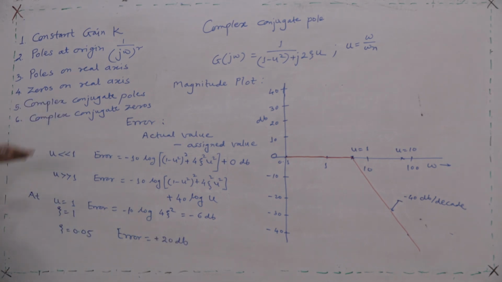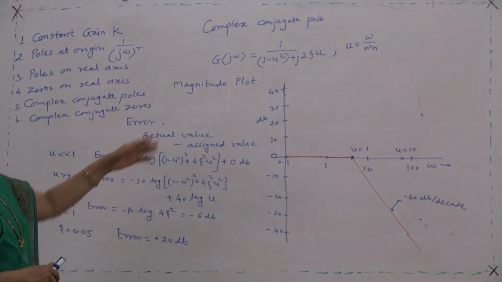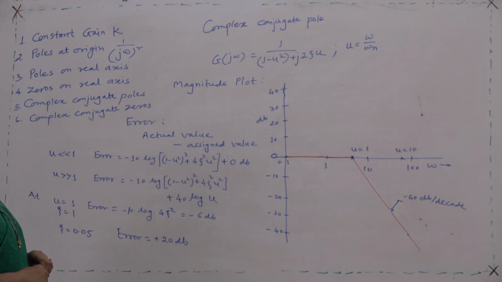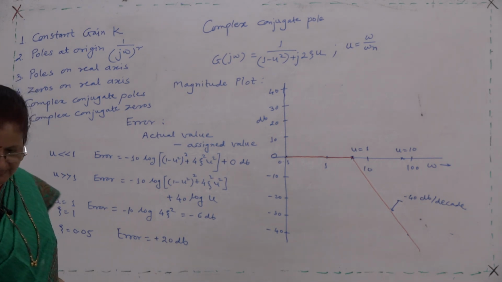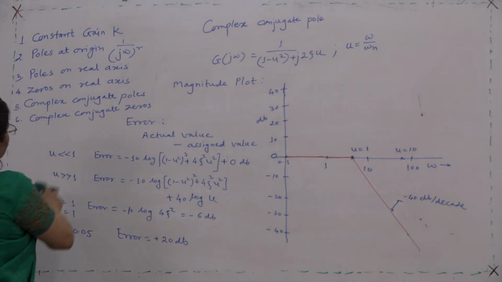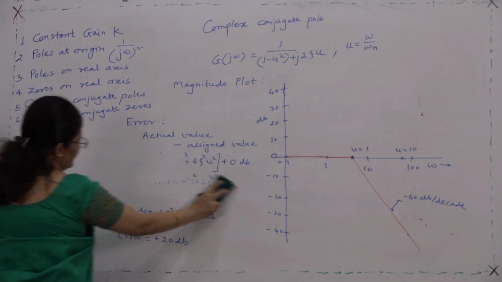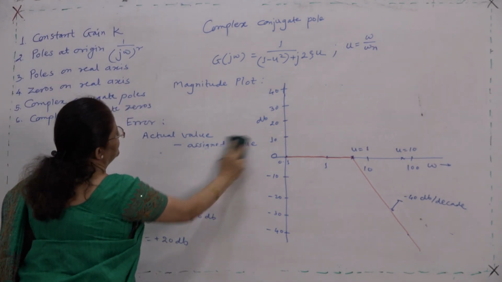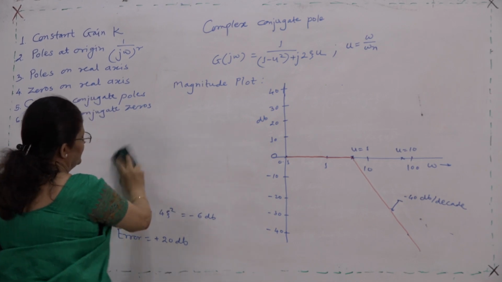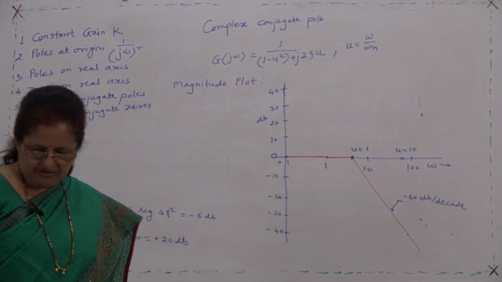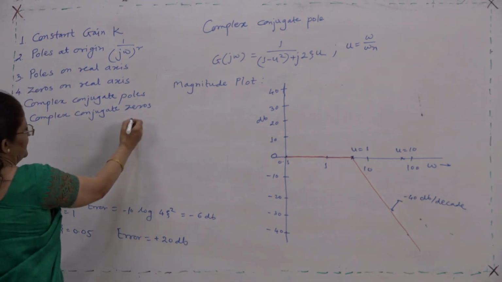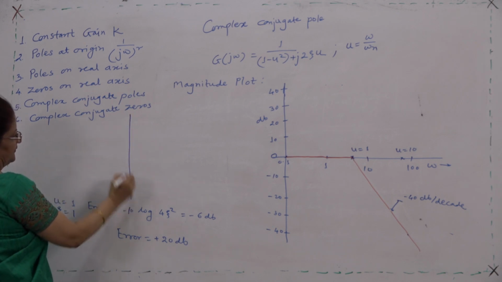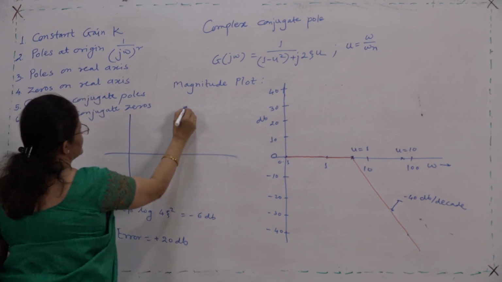So, like that you can draw separately the error plot and that error you can represent on the magnitude plot. Okay. So, suppose now I am considering zeta is 0.05. I think it is better to draw the separate error plot and then correct the asymptotic plot. Okay. So, I will try to draw here the separate error plot. So, this is error plot.